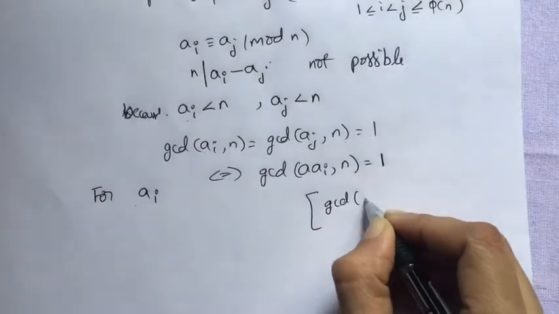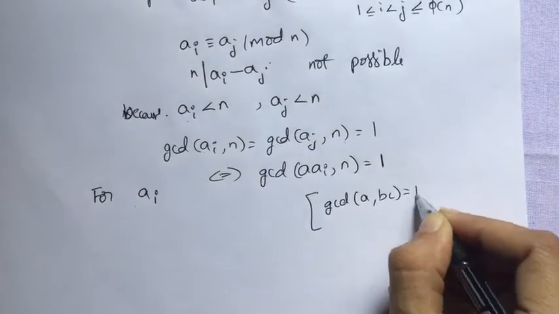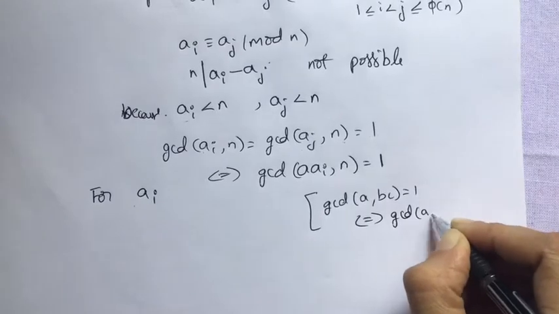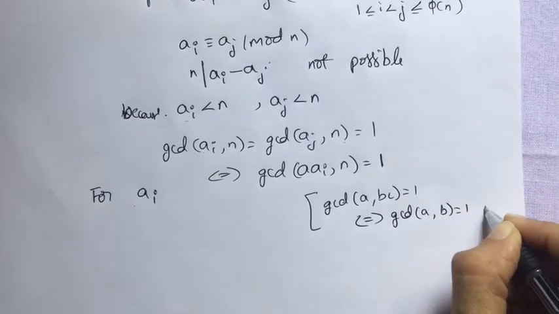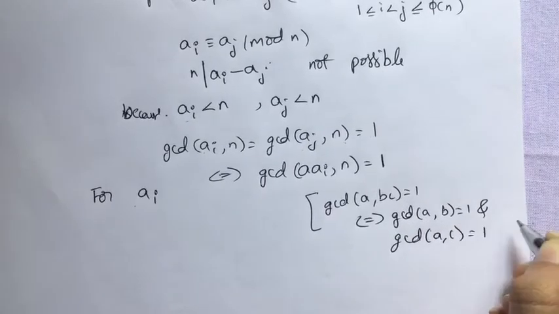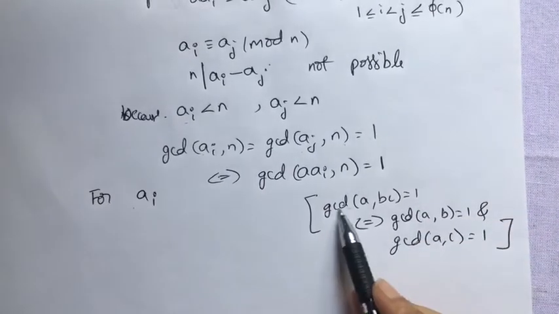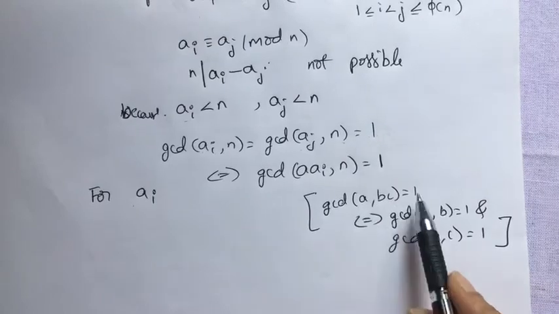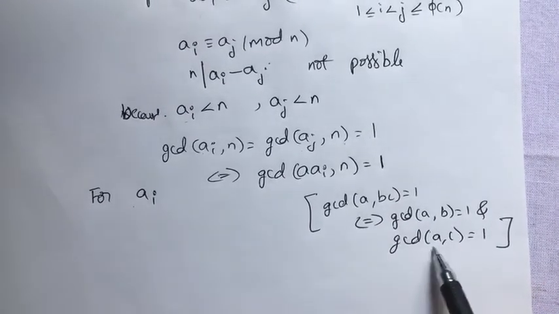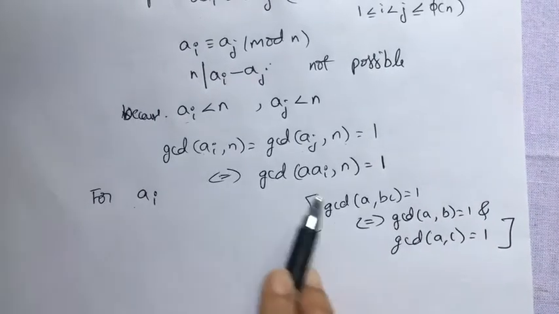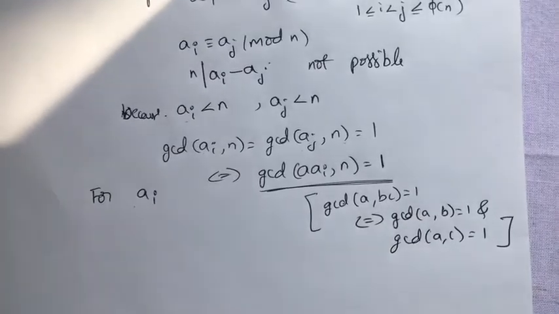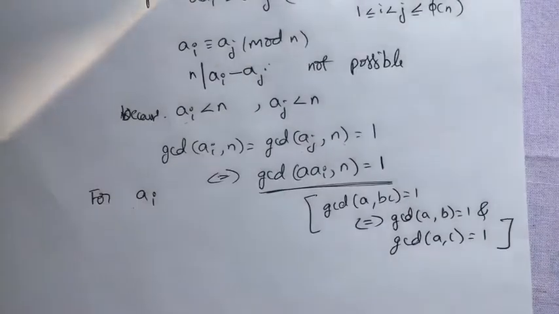Suppose GCD of a, bc is 1. Then it implies, and is implied by, GCD of a, b is 1 and GCD of a, c is also 1. This GCD of a, bc is 1 if and only if GCD of a, b is 1 and GCD of a, c is 1. So from that criteria I can even write GCD of a·ai, n equal to 1.